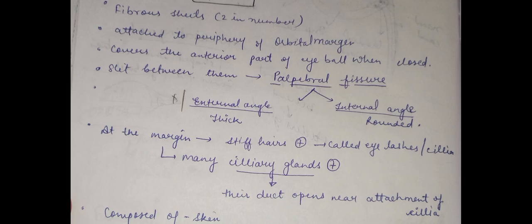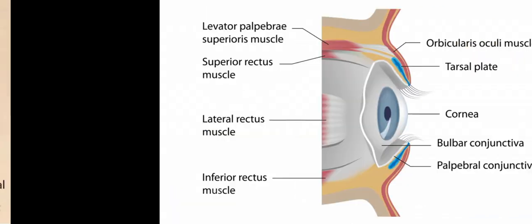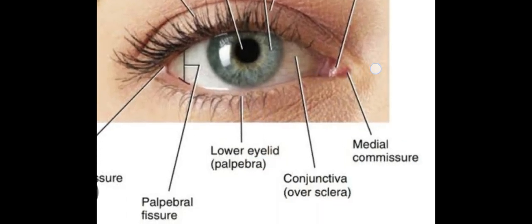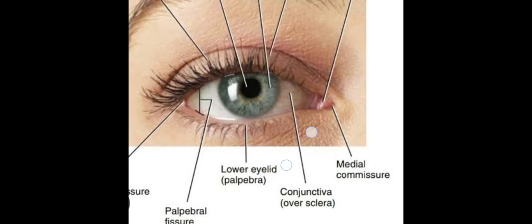Clear? Next point. The slit between them is known as the palpebral fissure. Now what is the palpebral fissure? See, as you can see, this is the palpebral fissure. The distance between these two, or the slit between the upper eyelid and the lower eyelid, is called the palpebral fissure. And this distance is variable in different species.